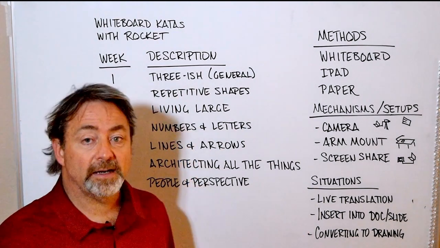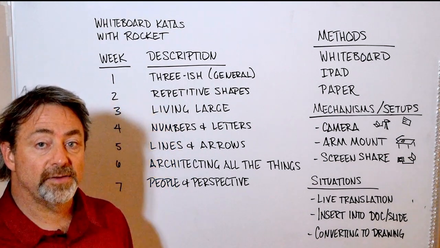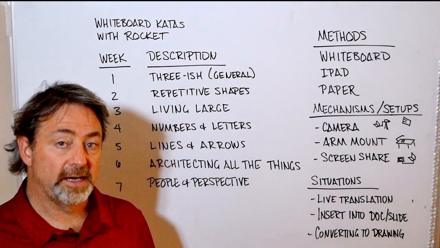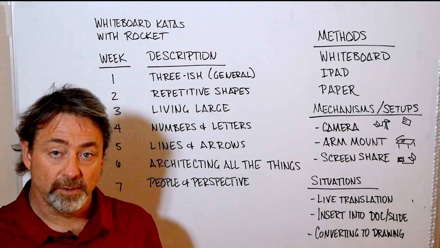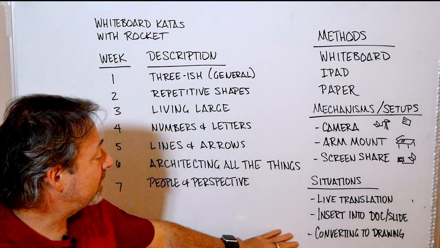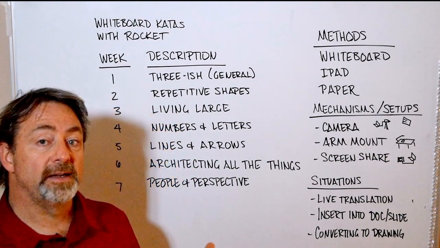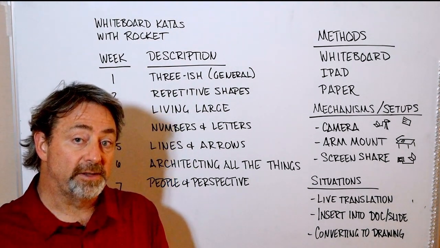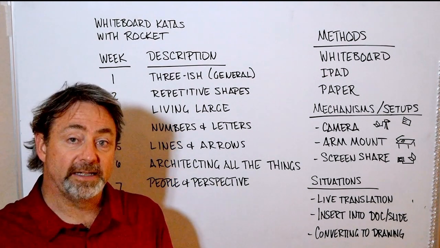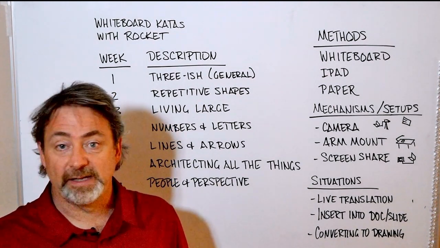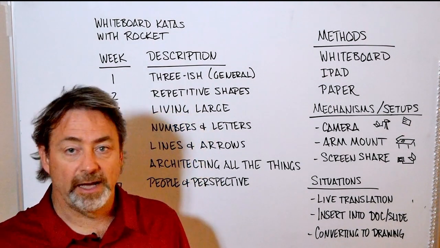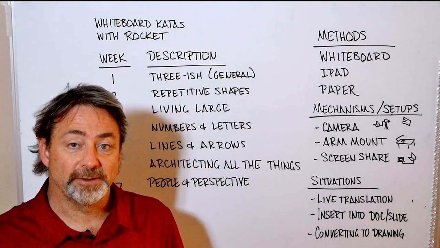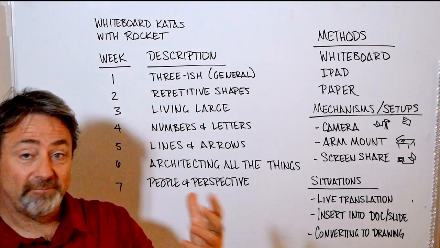Inserting into a doc and a slide. I have several techniques in which I could take a picture like this and turn it into something that looks really nice on a slide or in a document. And then lastly, how do I take something that I've drawn and convert it either wholeheartedly or hybridly to a drawing using Lucidchart or Draw.io or Visio or anything like that, or even PowerPoint is an effective way to do it.